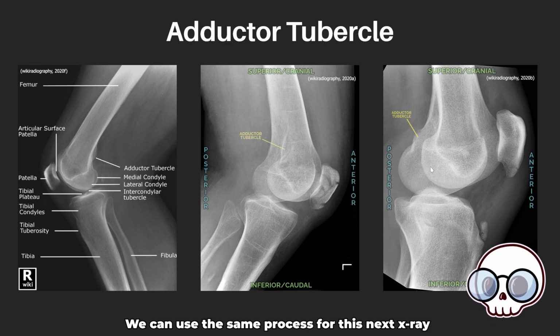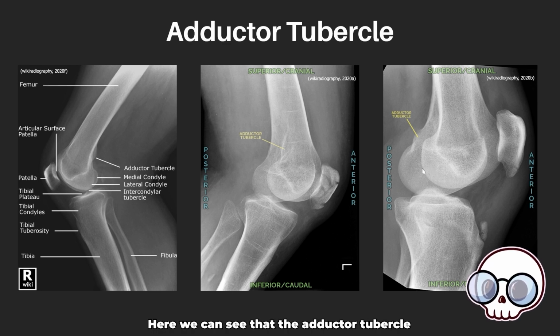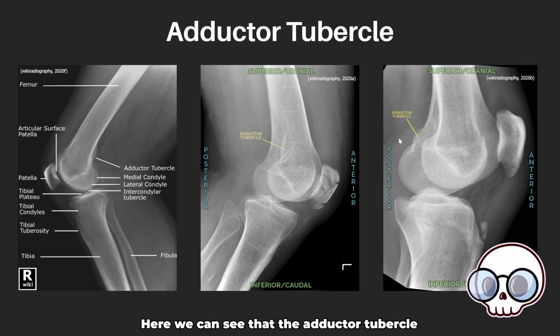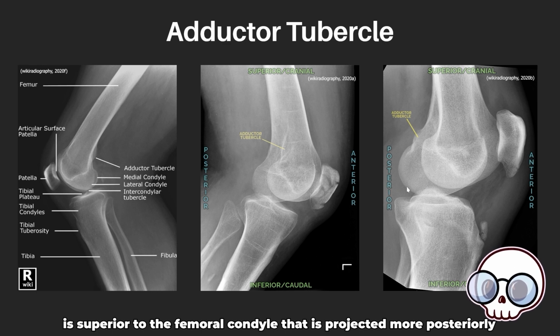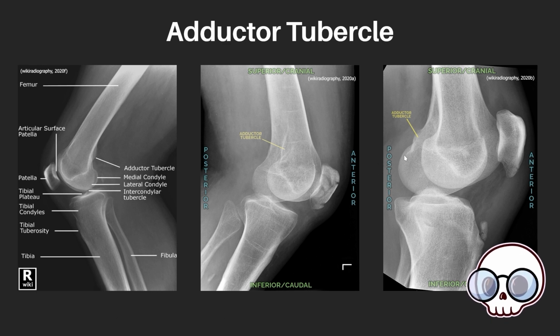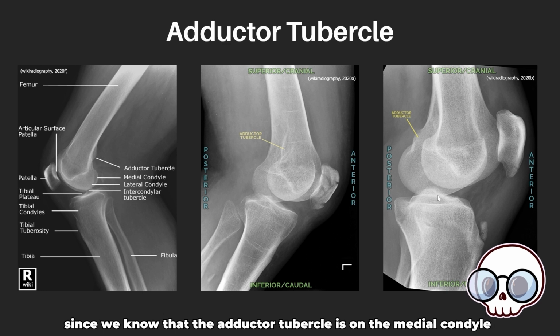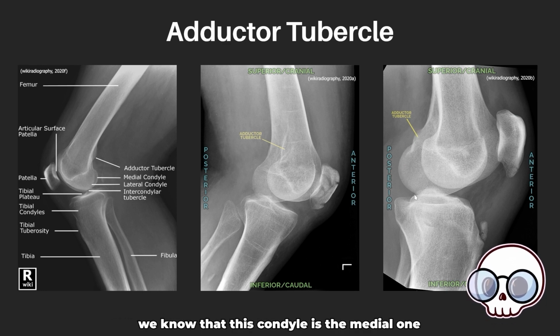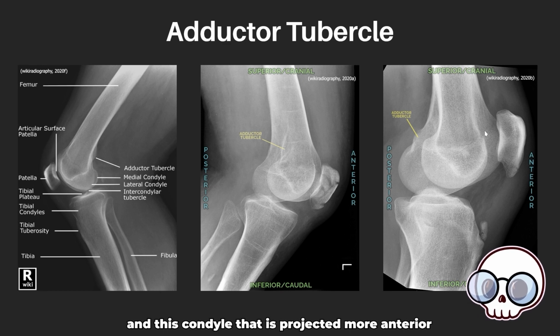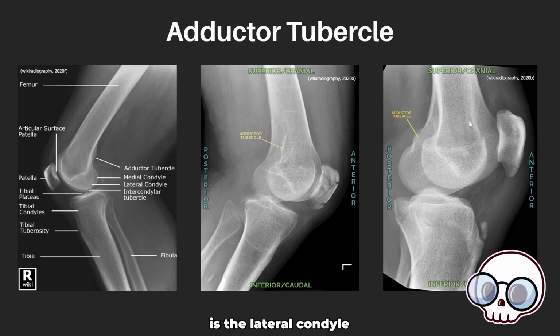We can use the same process for this next x-ray. Here we can see that the adductor tubercle is superior to the femoral condyle that is projected more posteriorly. So again, since we know that the adductor tubercle is on the medial condyle, we know that this condyle is the medial one, and this condyle that is projected more anterior is the lateral condyle, confirmed by its smooth lines.